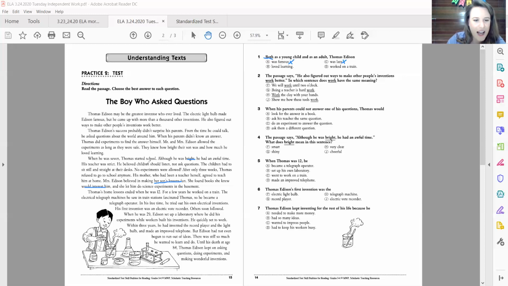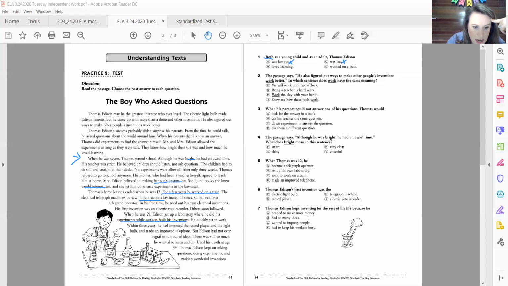Okay, so we know as a young child, from this paragraph, he loved to learn, and he actually ended up being homeschooled because the school that he was at didn't like to have fun while they were learning. All right, so that's as a child. Now let's see, does he love learning when he was older? I see he worked on a train station, so that was when he was younger, not older. Ooh, when he was 29, so he was an adult now, did experiments and built his inventions.